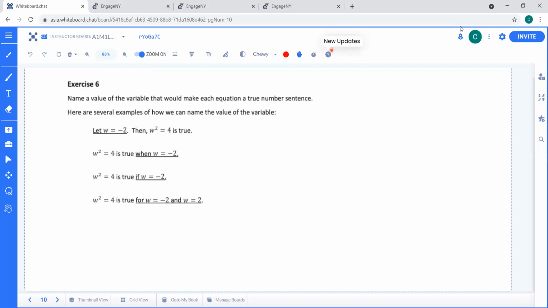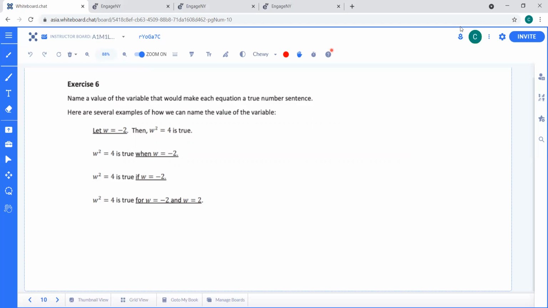So if we look at exercise 6, it says, name a value of the variable that would make each equation a true number sentence. Here are several examples of how we can name the value of the variable. Let W equal -2, then W squared is equal to 4 is true. Okay, that is true. W squared is equal to 4 is true when W is equal to -2. That is correct. So -2 times -2 is 4.